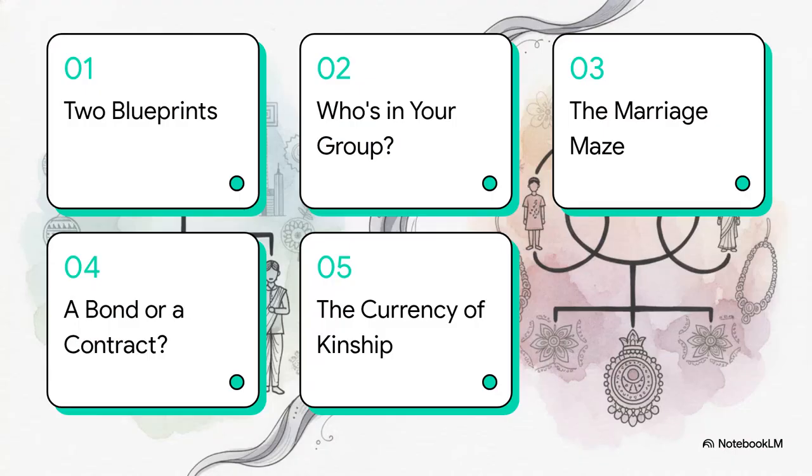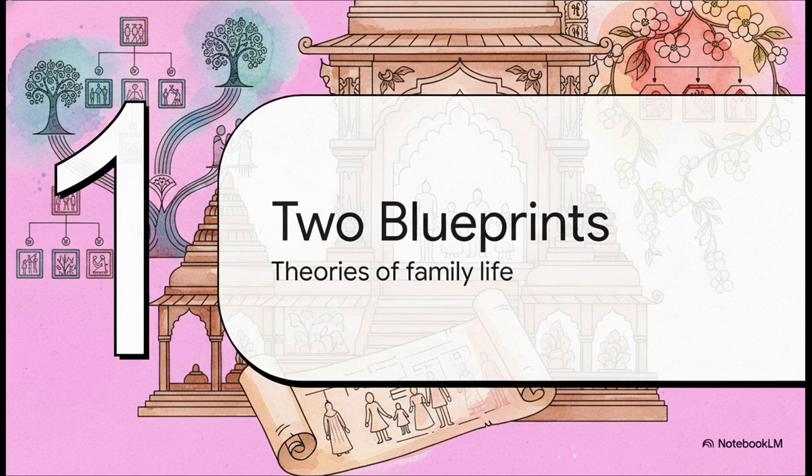So, to get our heads around this, here's our roadmap. We'll start with those two big blueprints for society. Then we'll look at the groups they create. After that, we're navigating the marriage maze. Then we'll ask, is marriage a sacred bond or a contract? And finally, we'll get into the currency of kinship. Yep, we're talking about gifts. All right, let's jump right into part 1, Blueprints for Society.